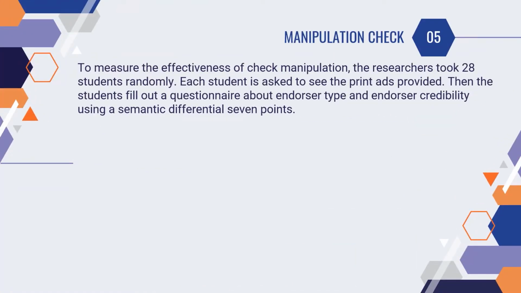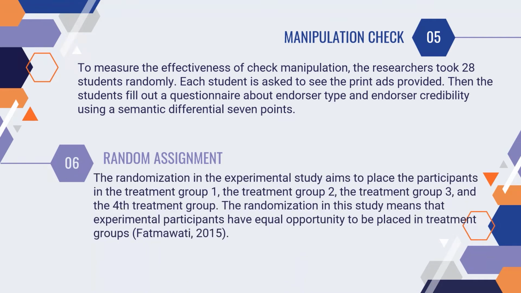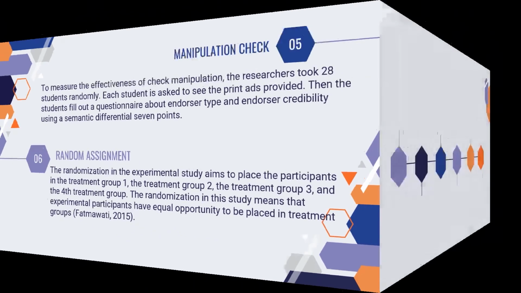Manipulation check. The researcher took 28 students randomly. Each student was asked to see the print ad provided. Then the student filled out the questionnaire. The result showed a significant average difference between the groups treated with endorser type and endorser credibility. Random assignment. The randomization in an experimental study is aimed at placing the participants in a treatment group.